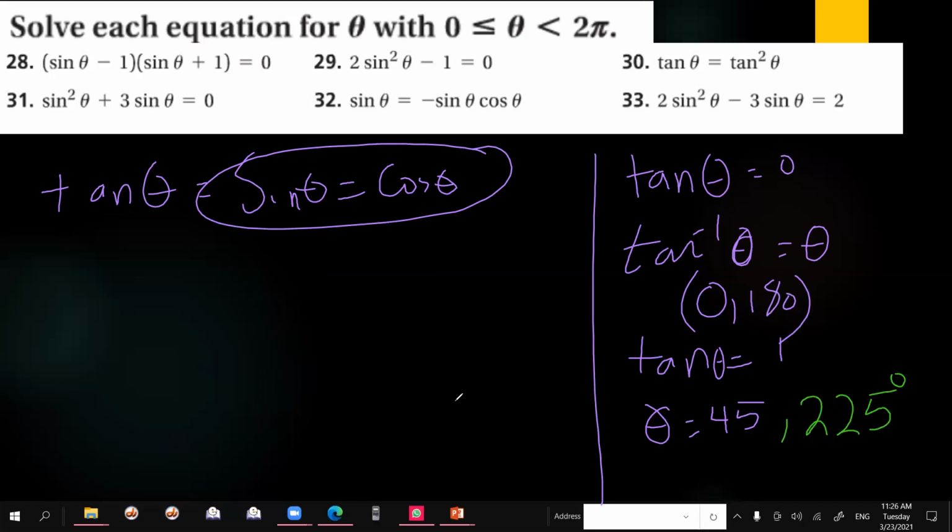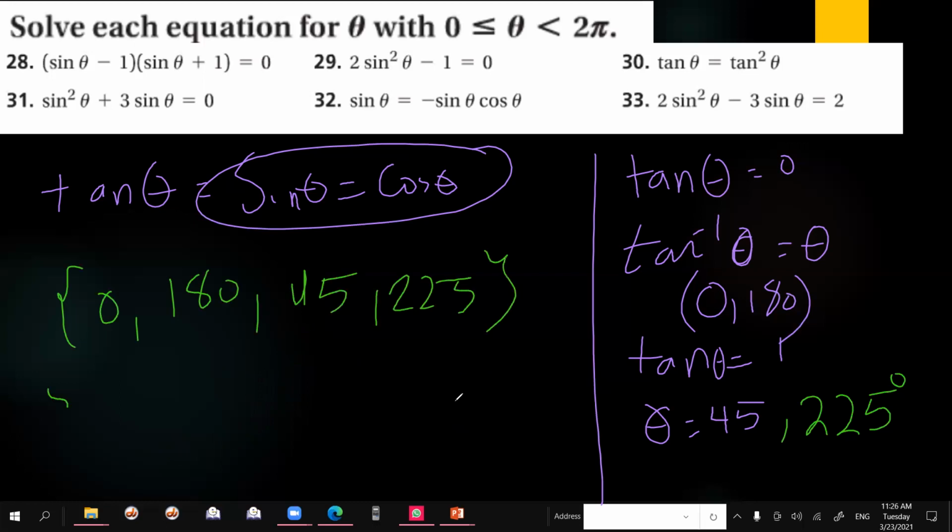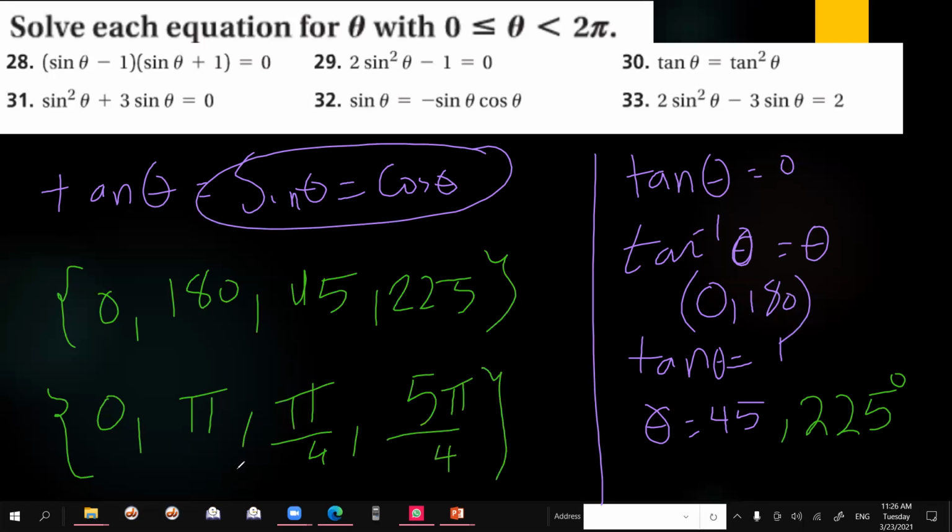These are the angles. So the solution: 0, 180, 45, and 225. In radians, they are 0, pi, pi over 4, and 225, which is 5 pi over 4. These are the angles now in radians. Is it clear?